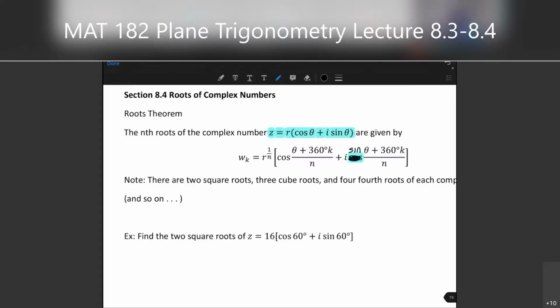So there's a lot going on here, so we're going to pull this apart and walk through exactly what we need from this equation. One note is we're always going to have 2 square roots. There's always going to be 3 cube roots, 4th roots, and so on. So if we're asked for square roots, we're always going to have 2 solutions. If we're asked for cube roots, we're going to get 3 solutions, and so on.